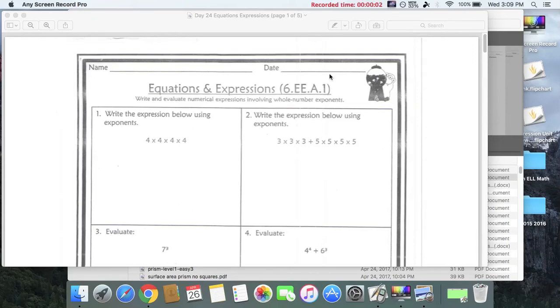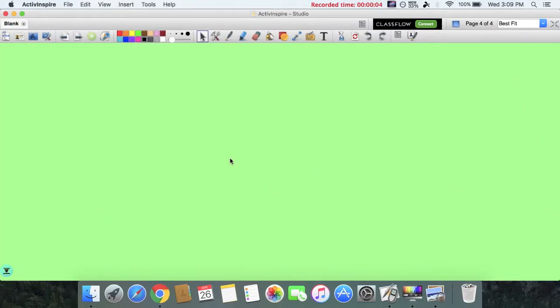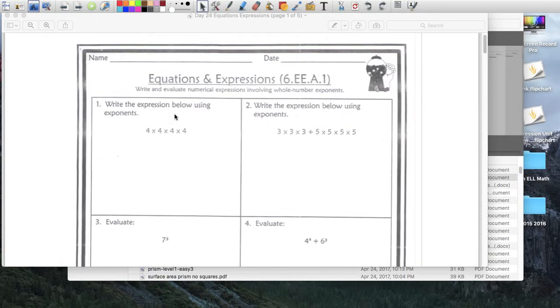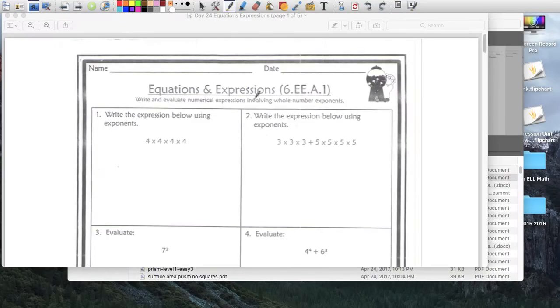Okay, so this is day 24. Not too much more to go for us. Hopefully you've been doing the work and you're up to date. So, equations and expressions. Let's see how we do on this one.